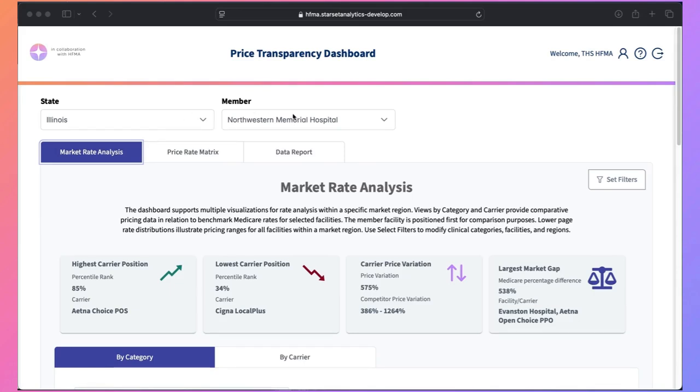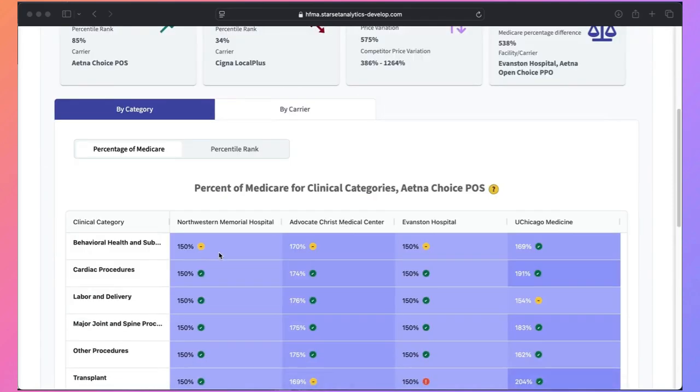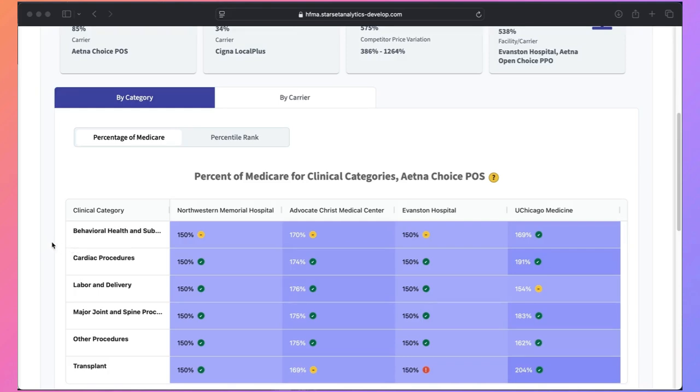The app shows hospital rates against major national payers, including Aetna, Cigna, and United Health. The first visual displays rates bucketed into clinical categories, benchmarked as a percentage of Medicare. The app defaults to showing the largest hospitals by size within your market.